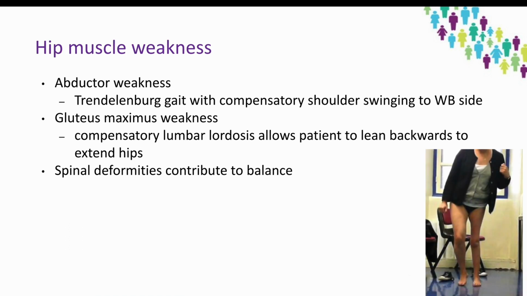In terms of the hip muscle weakness, if they have abductor weakness, this leads to a Trendelenburg gait, and the patients will have compensatory shoulder swing towards the weight-bearing side. With gluteus maximus weakness, they may develop a compensatory lumbar lordosis, which allows the patient to lean backwards in order to extend their hips. An important thing to note is that their spinal deformities are actually quite important and contribute to balance.